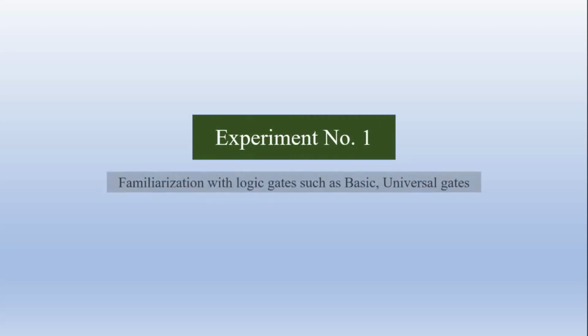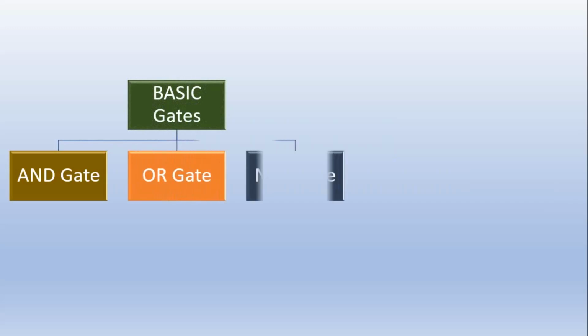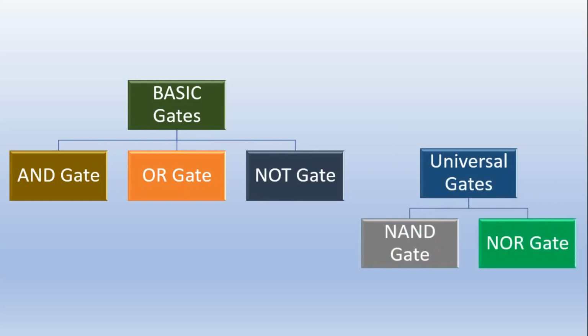Today we will perform experiment number 1 of Digital Electronics Lab. In experiment number 1, you will be familiarized with the basic gates and universal gates. What are the basic gates? Basic gates are AND gate, OR gate and NOT gate. And what about universal gates? Universal gates are NAND gate and NOR gate.